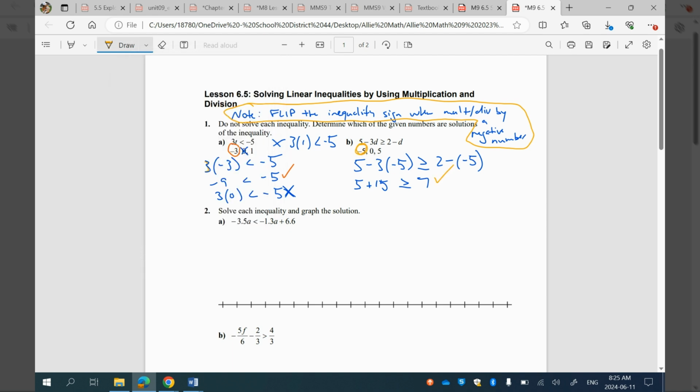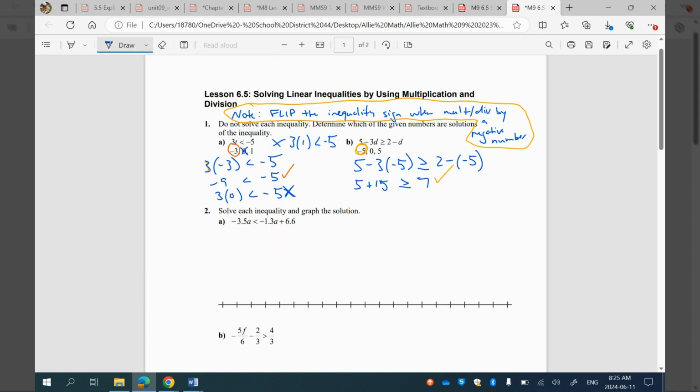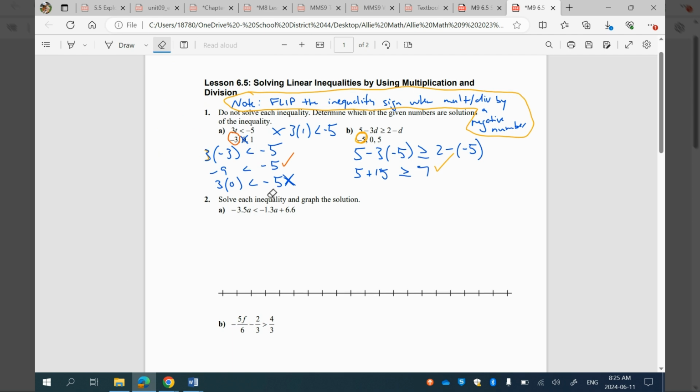And then you can just continue to substitute the other ones. I won't do every example for you, but we're just substituting the values into the variable and seeing if it is true. So let's do some more.